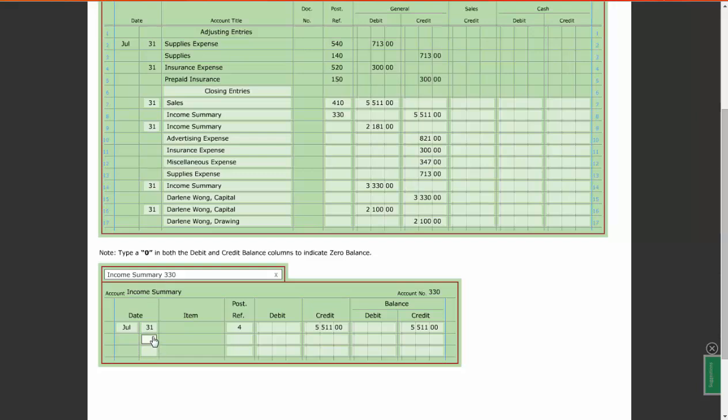My next transaction I journalize is income summary again, but now I'm debiting it $2,181. Its new balance now is not debit $2,181. I need to subtract $2,181 from $5,511, which should be our net income, which should be $3,330. Account number 310 goes back up top.